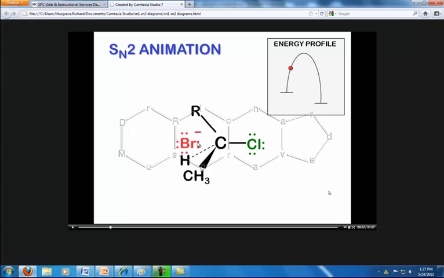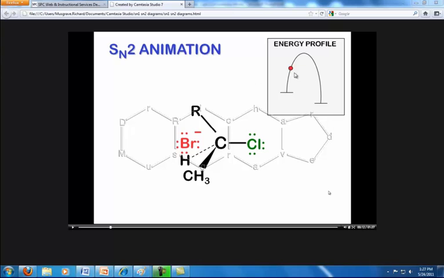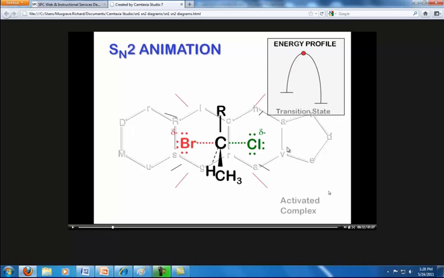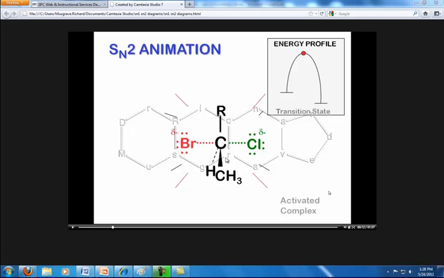Now take a look. As the Br- is approaching the C, it's not quite there yet, but as it's approaching, the energy of the system increases because you've got a very close approach of the Br- to this C right here. At this point, the Br and the Cl are simultaneously joined to this C. These bonds are not full bonds; they're partial bonds. The Br is attached and the Cl is attached at the very same time.